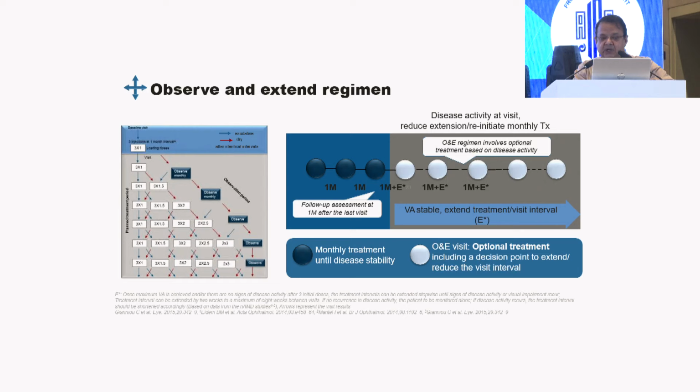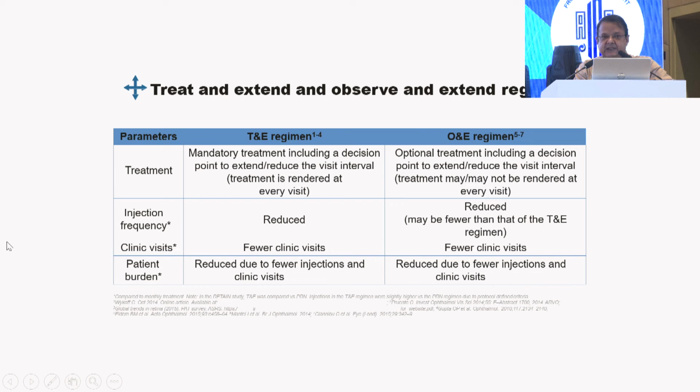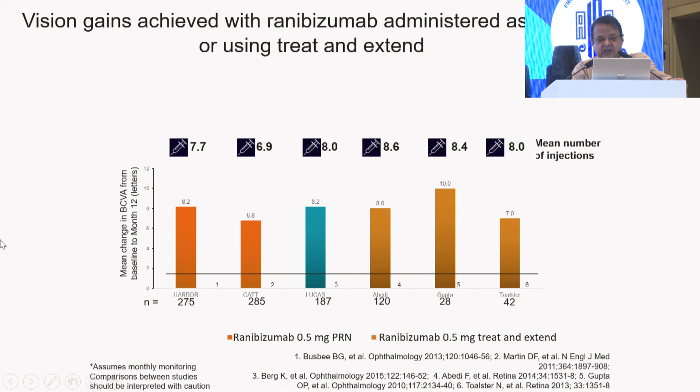If we see what is treat and extend, if you first start the treatment, then you go for observe and extend, where there is a reduced number of injections as compared to treat and extend. If you look at these on the left side, what you can see are the bars of PRN regime, and on the right side, these are the bars for treat and extend.